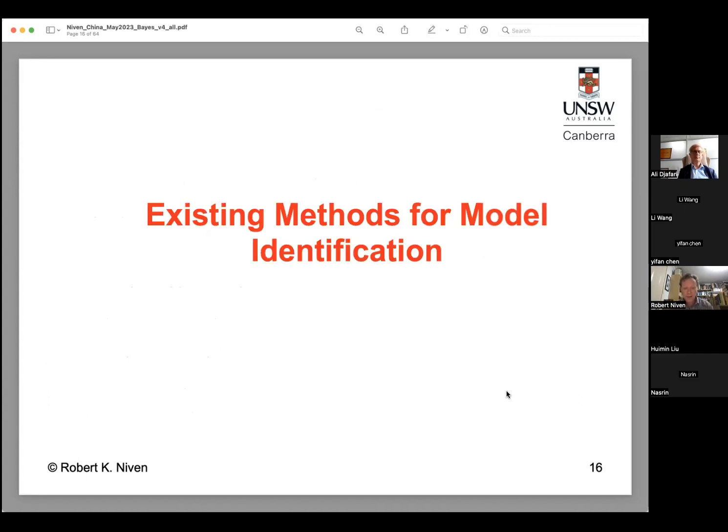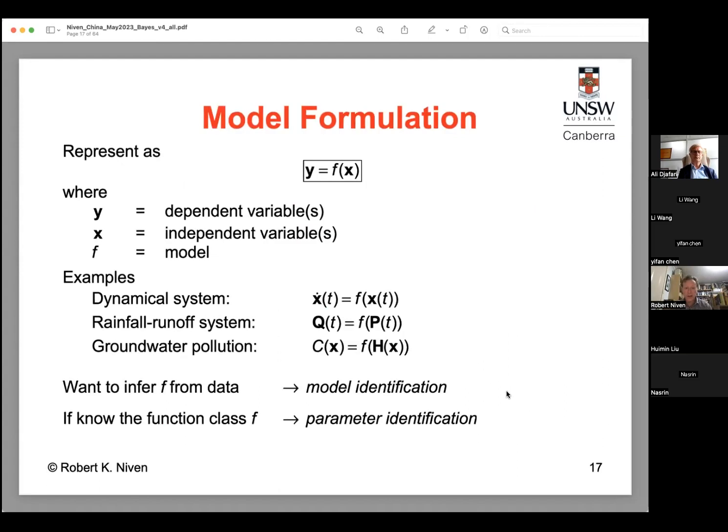So let's just look at some existing methods for model identification. What I have here is just a simple model representation where we have some dependent parameters y that are a function of some independent variables x, and f is what I'm going to refer to as the model. The examples I'm going to talk about shortly are dynamical systems, rainfall runoff systems, and groundwater pollution. In all of these cases, we're interested in trying to derive this model f. And so we have an inverse problem.